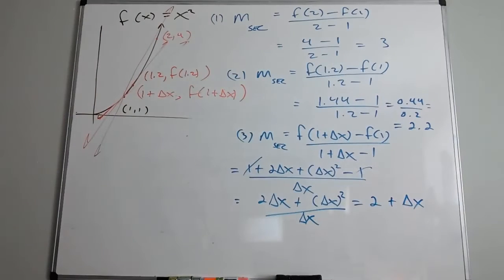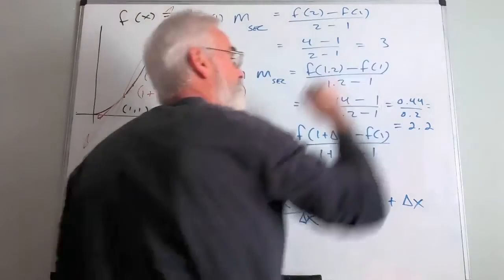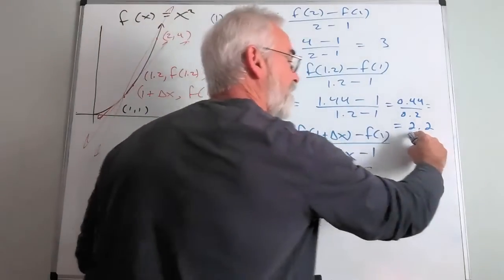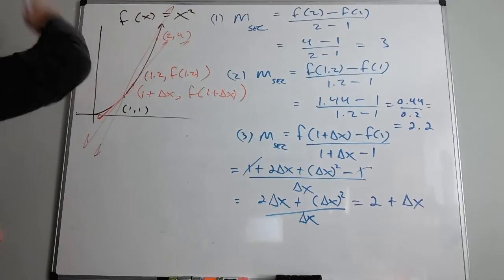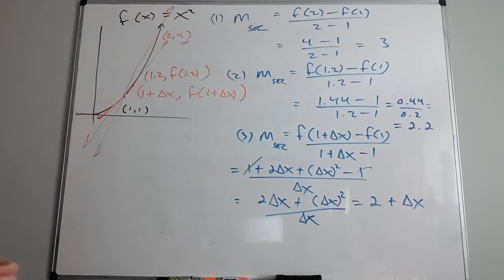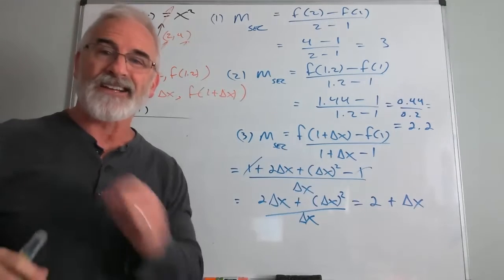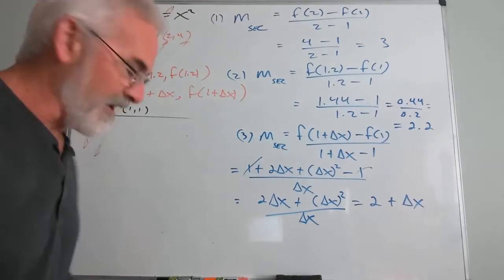Well, that seems to agree with the previous problems, because in this case, my delta x was a 1 and my answer is 2 plus 1. In this case, delta x was 0.2 and my answer is 2 plus 0.2. So if I said, move on this parabola to any other point on the parabola and call the change delta x, I could actually tell you the slope is just 2 plus delta x. So now here's the last question.